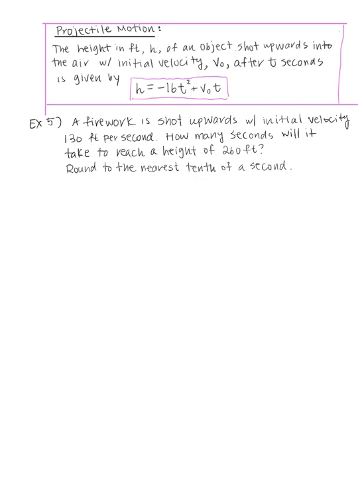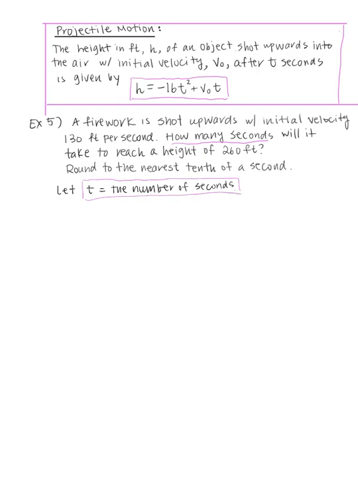Now let's first jot down what the question is asking us to find. It says in the second paragraph, how many seconds would it take to reach a height of 260 feet? So we're looking for the time. So I'm going to write it as how many seconds to reach the height of 260. Here I'm going to denote, let t equal the number of seconds. And this is what we're looking for. We need to solve for t somehow.